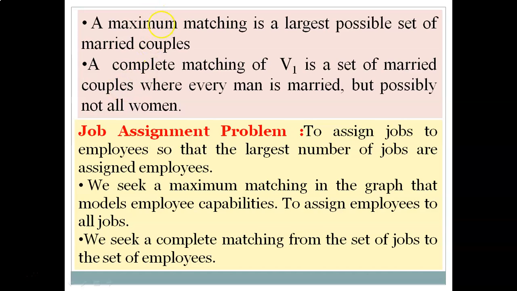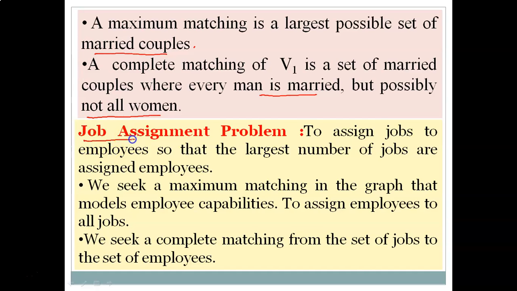A maximum matching is the largest possible set of the married couples. A complete matching of V1 is a set of married couples where every man is married. Complete matching means a set of married couples where every man is married, but possibly not all women.